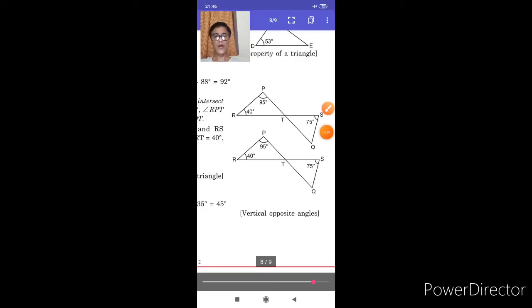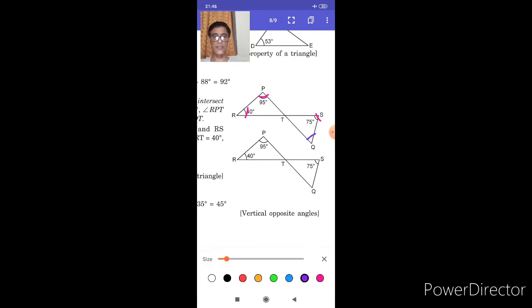Hello students, so now we will do question number 4. In question number 4, we are given angle RPQ is 95 degrees, this one is 40 degrees in triangle PRT, and angle QST is 75 degrees. What we have to find here is the value of angle SQT, meaning this angle.